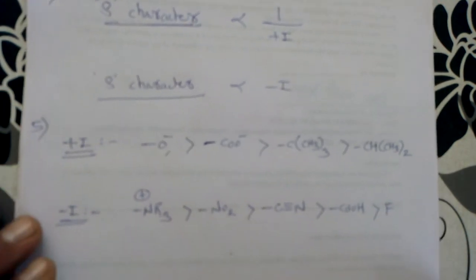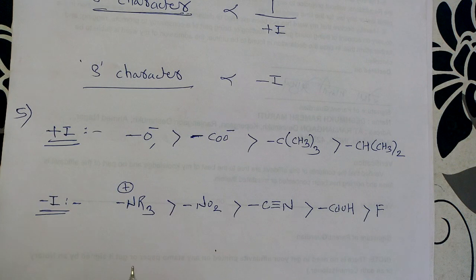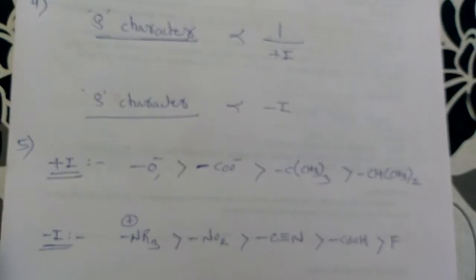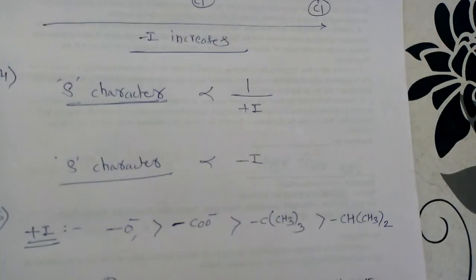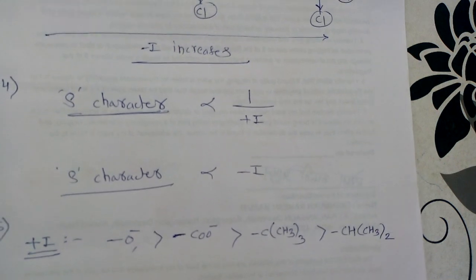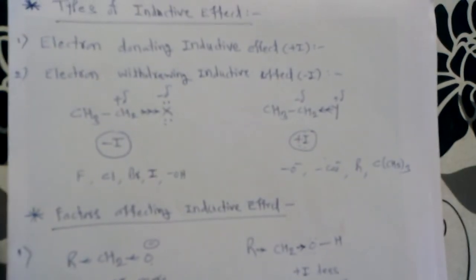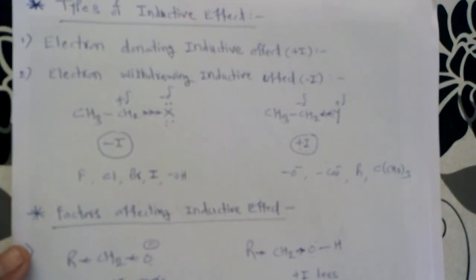So these are some common atoms or groups of atoms which show minus I as well as plus I inductive effect. So these are the 5 different factors which affect the magnitude of a particular inductive effect. In today's video lecture, we completed 2 different aspects of the inductive effect.